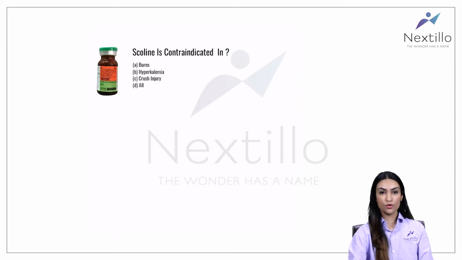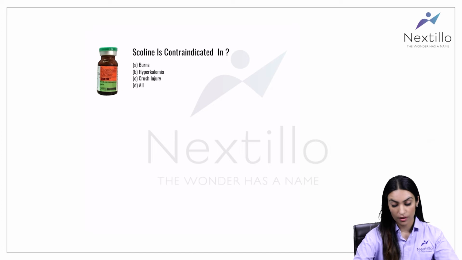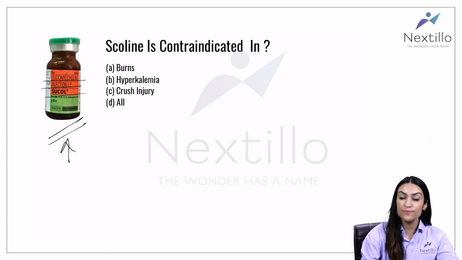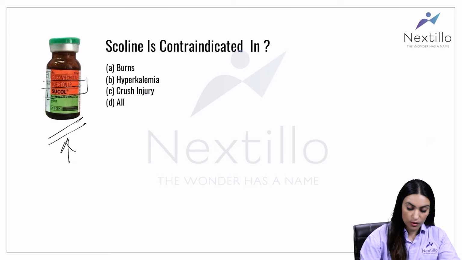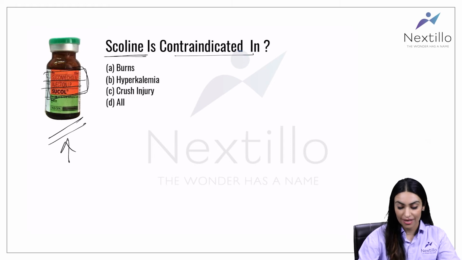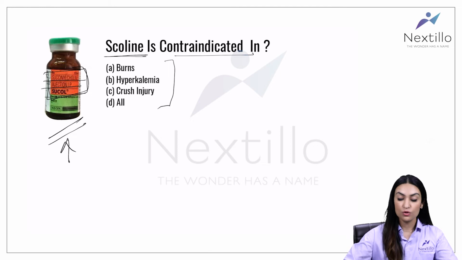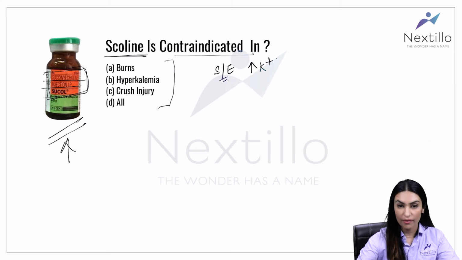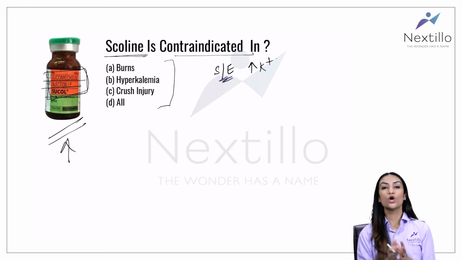Now, let's go on to the next topic. In this next question, we see that here is a picture of the drug. It's even mentioned here. A lot of times, you'll get little hints in your question itself, so be careful about that. Scoline is the drug which is represented here. Scoline is contraindicated in, and here we're given the options. Scoline causes one side effect itself, which is hyperkalemia. So, any condition which itself will have hyperkalemia present in it, we are not going to use Scoline there.